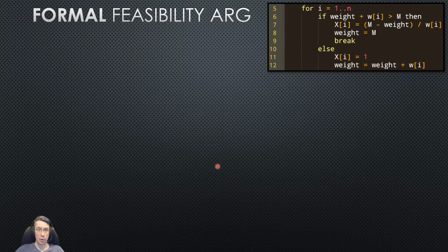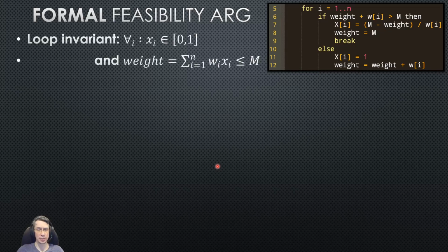Okay, so here's a formal feasibility argument. I won't go through it in great detail. I'll just give you the high-level idea, and if you're curious, just for your own curiosity, you can look at this after the lecture. So the way you prove that this is feasible formally is with a loop invariant.